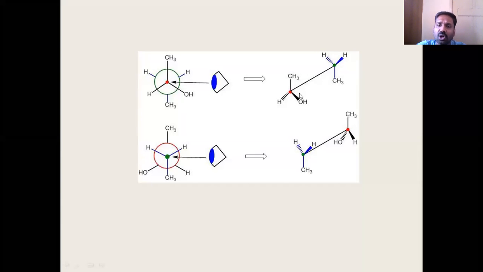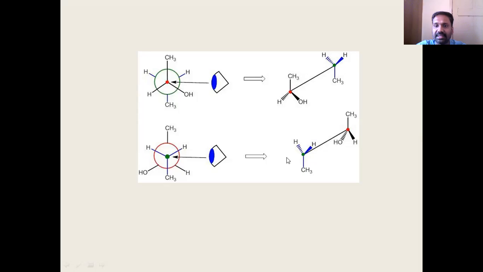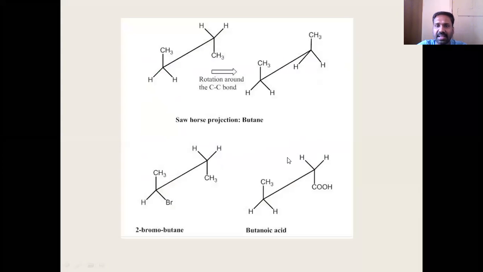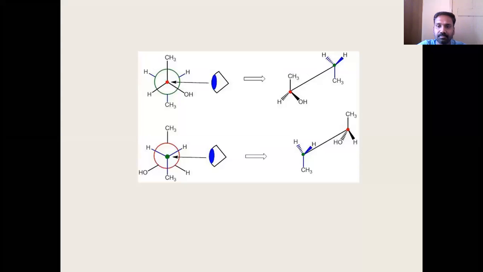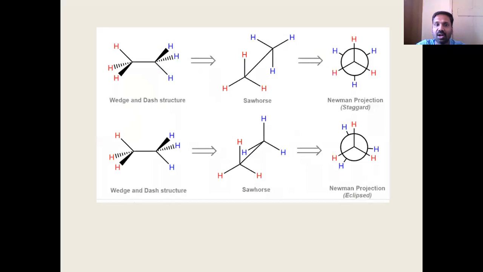In fact, in this Sawhorse projection, you have wedge and dash representations again, but not required. You can just write simple lines like this or like this. You can write simple lines also. Okay, fine. So don't worry about the wedge dash projection. You just leave it there. When we take up interconversions, we are going to do this.